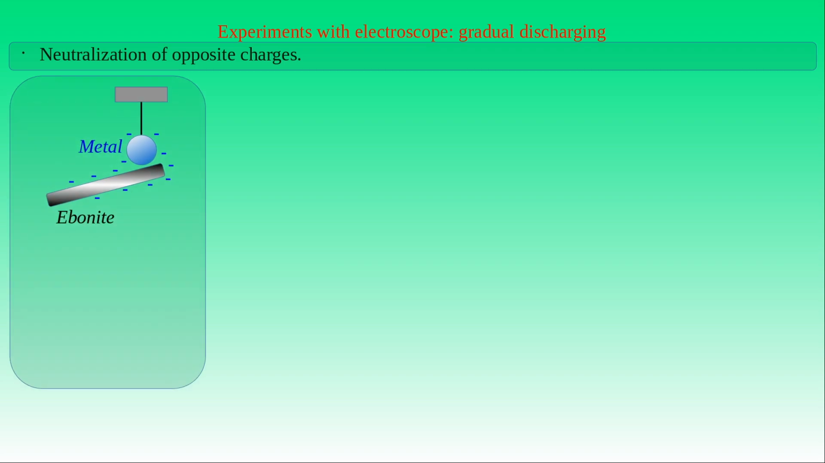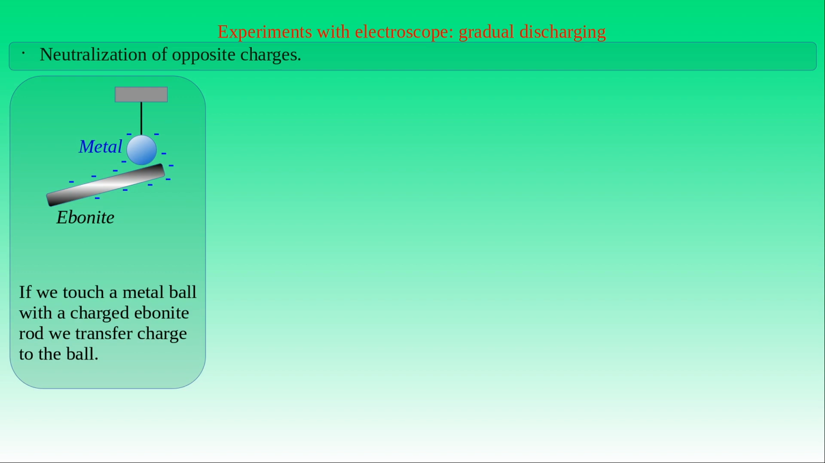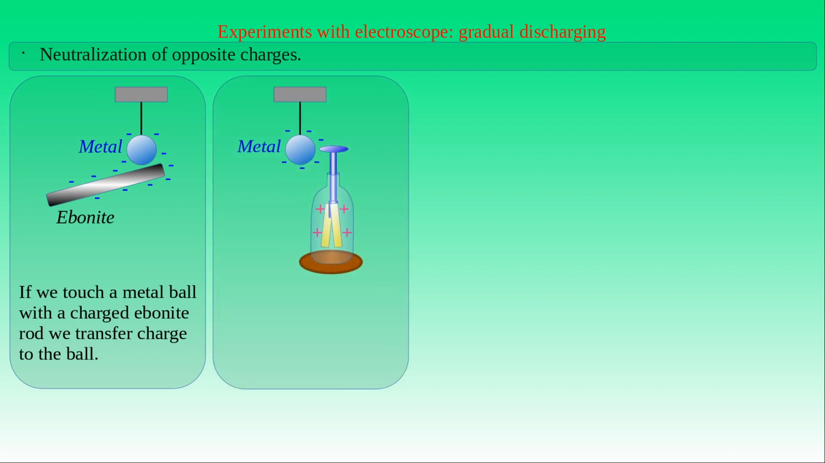By using the same experiment setup, we can also discharge bodies, and demonstrate the neutralization of opposite charges. First, we charge an ebonite rod and touch the charge-free metal ball with it. As a result, we have transferred negative charge from the rod to the ball. Then we bring the metal ball into contact with the charging plate of the electroscope, which was electrified with positive charge from the previous experiment.